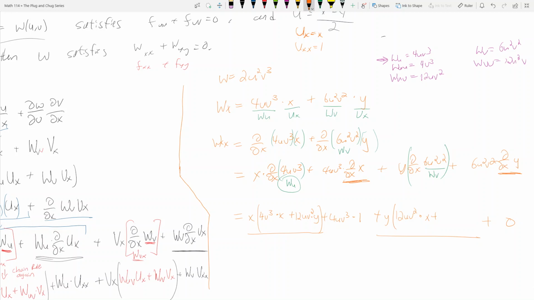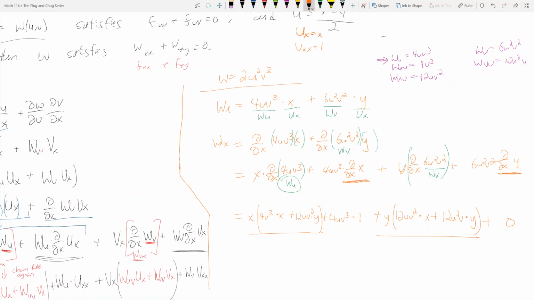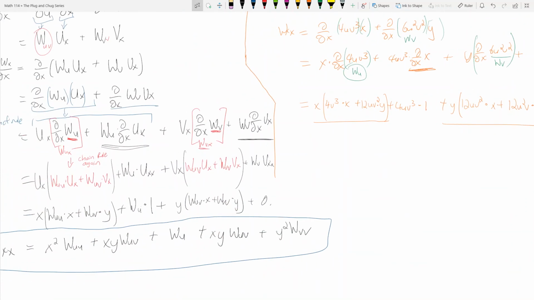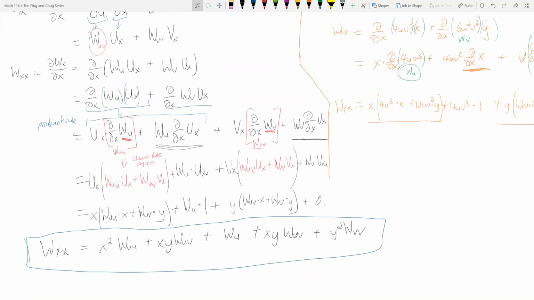So then this becomes 12u squared v, and then times y, because we want v sub x, which is y. All right? So this is what that function looks like if we said w was that. And then this is w sub xx. And this guy here in blue is w sub xx.